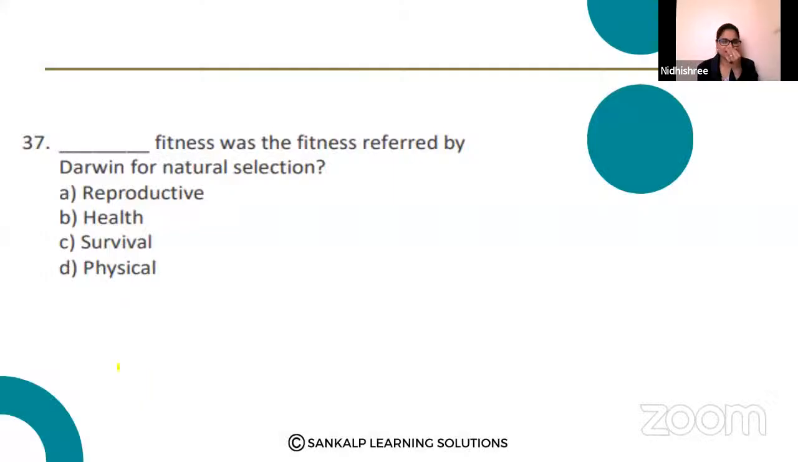Dash fitness was the fitness referred to by Darwin for natural selection. Just now, Asha read it. Option A, reproductive. Option B, health. Option C, survival. Option D, physical. Most of you answered option A, reproductive.